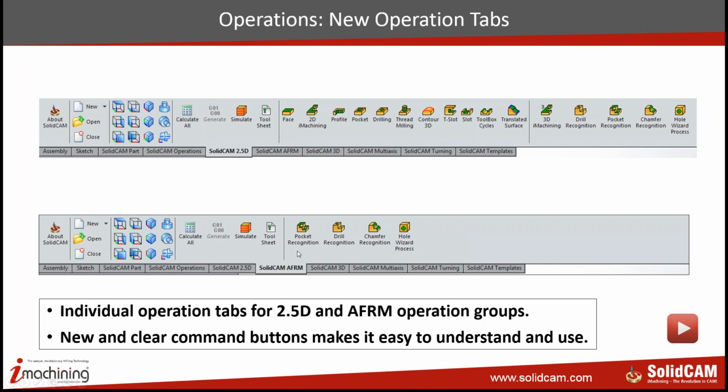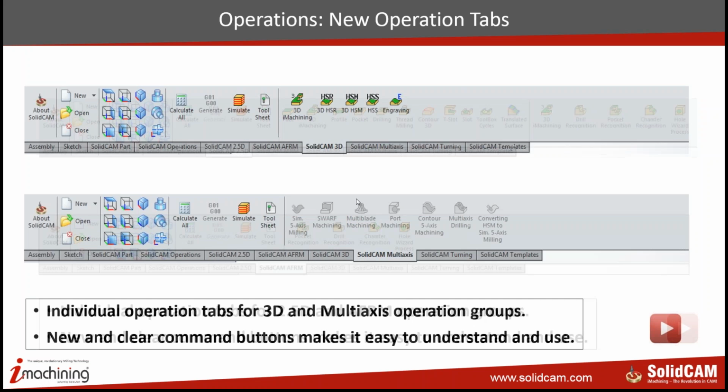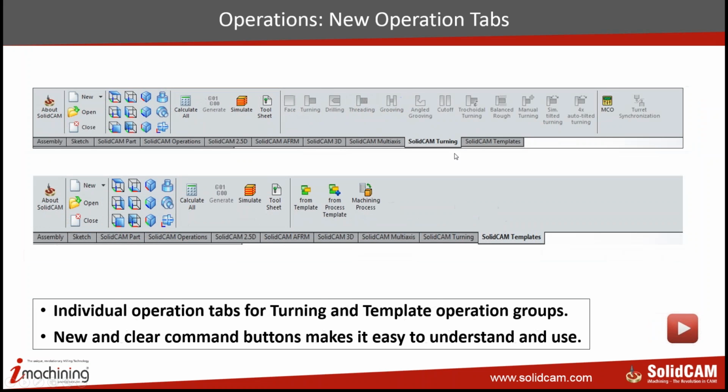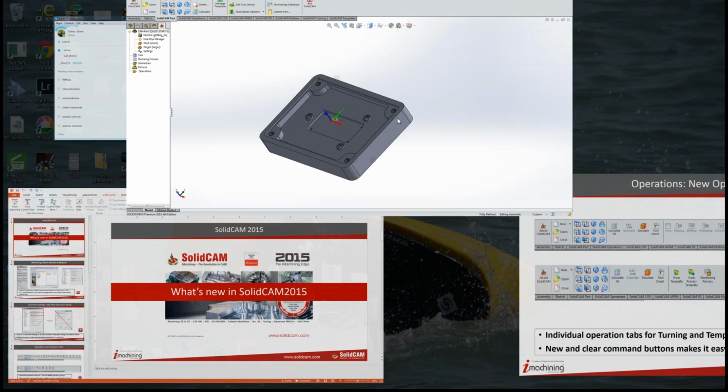A separate tab for AFRM. A separate tab for SolidCAM 3D, where everything is right in front of you. In a few moments, we'll see exactly how this works. Multi-axis, turning, templates, all of these we've added as separate ribbons inside SolidWorks. Now let's take a look at how this works.